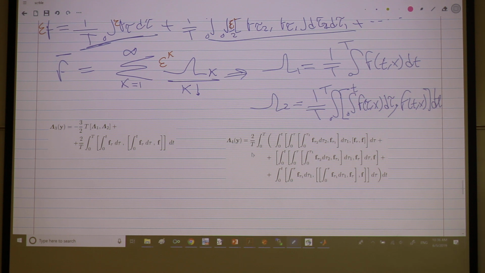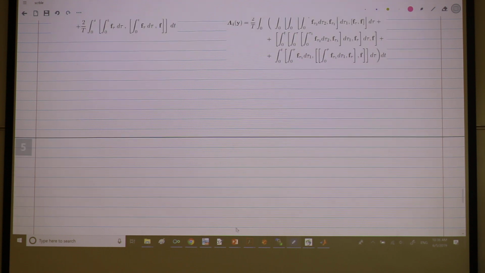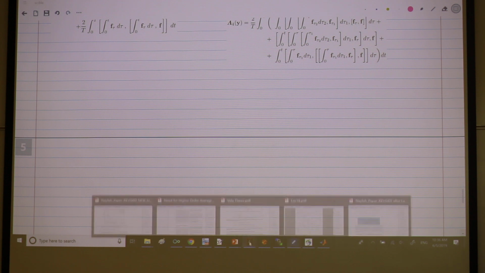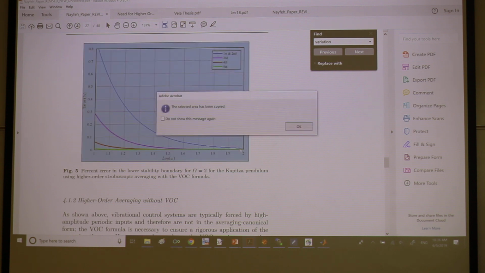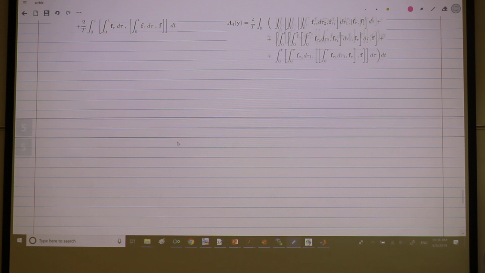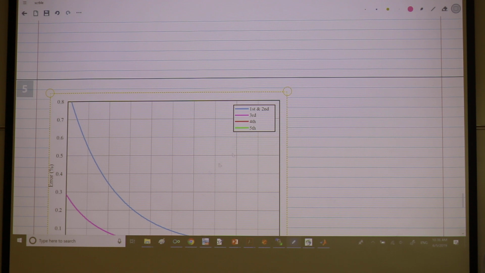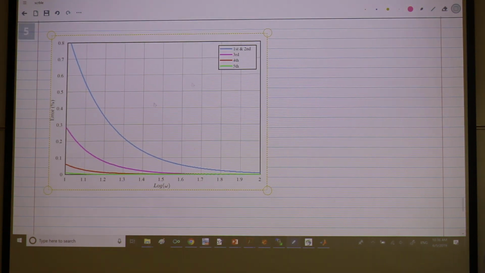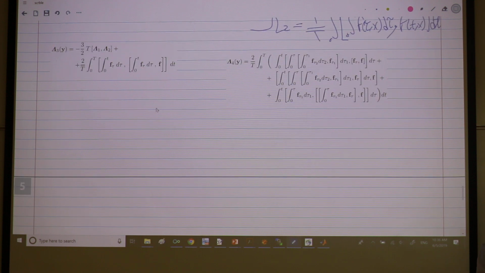So I may not have time to give you an example, but it's really straightforward, doesn't need an example. I'll show you one result from our recent paper. This curve is worth discussing. So this is the Kapitsa pendulum kind of thing. Okay? And we applied higher order averaging after the variation of constants formula.